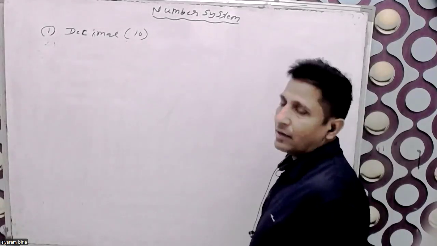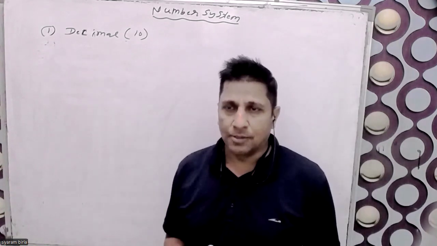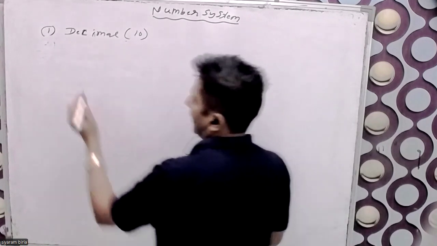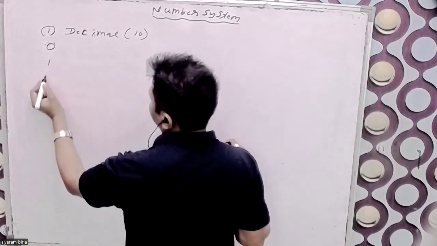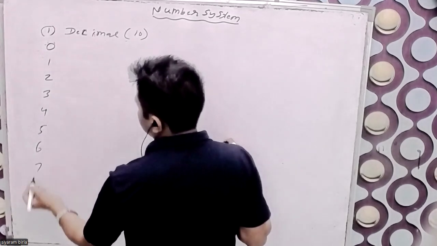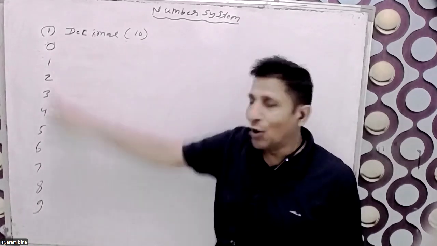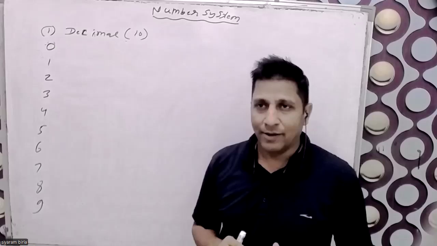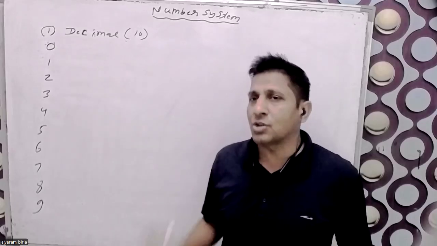Base is the 10. It means it is having 10 numbers, starting from the 0. There are 10 unique numbers: 0, 1, 2, 3, 4, 5, 6, 7, 8, and 9. It starts from 0 to 9. That's why its base is the 10. In the decimal, there are 10 numbers.